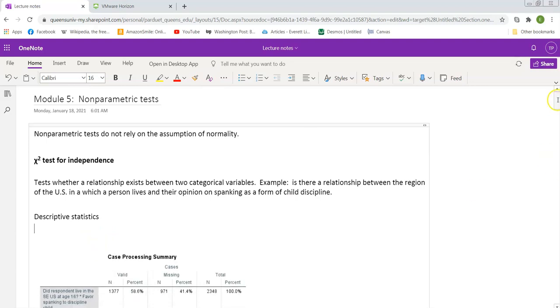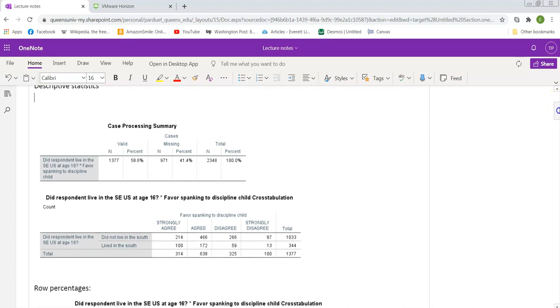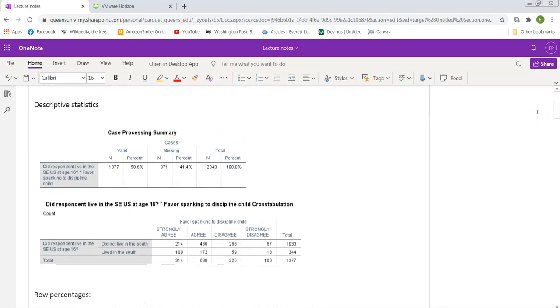So this first piece of output here, you've probably seen enough SPSS output by now that you recognize this as just telling you how many observations you have. This just tells us that the sample size is 1,377, and then we have some missing cases as well. But that's all this tells. This table gives us our cross-tabulation.